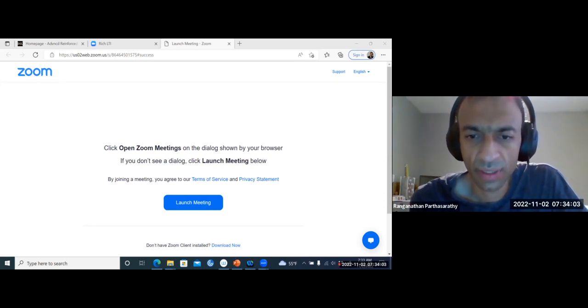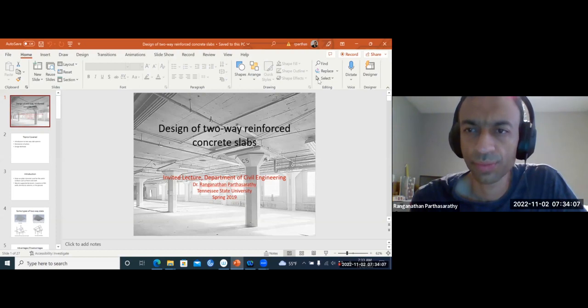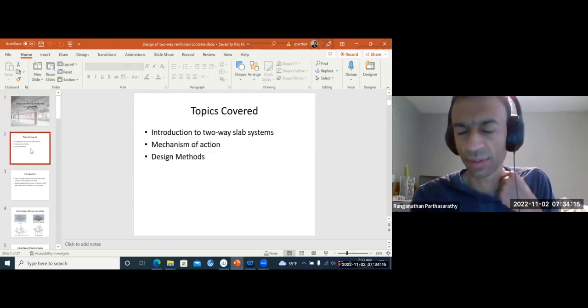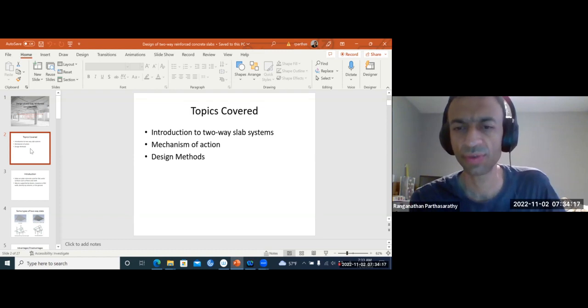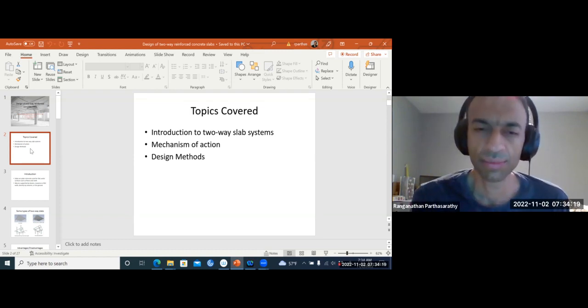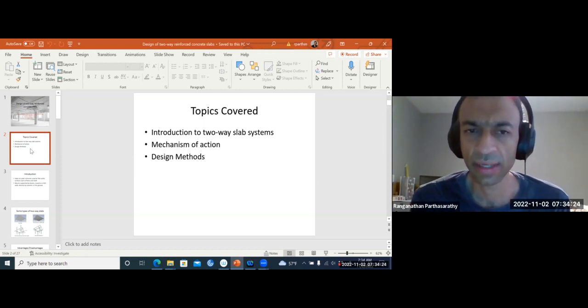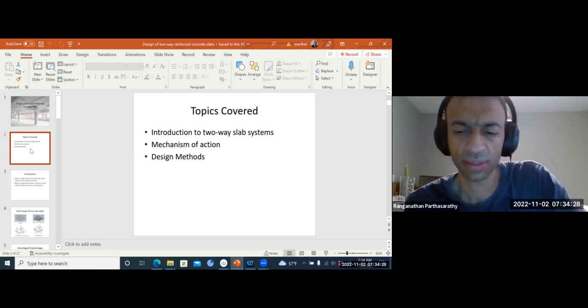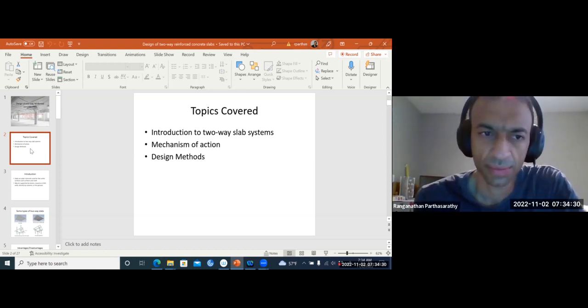Now we will start this topic, two-way slabs. So, design of two-way reinforced concrete slabs. Okay, so we will go over an introduction. We will go over the mechanism of action, how they carry and distribute the load, and also some of the design methods for two-way slabs.